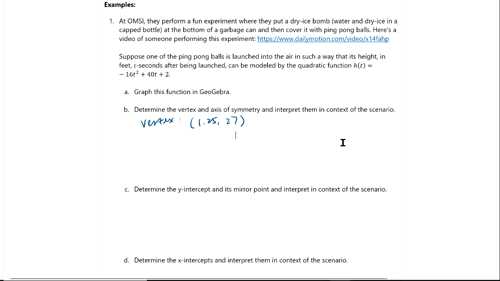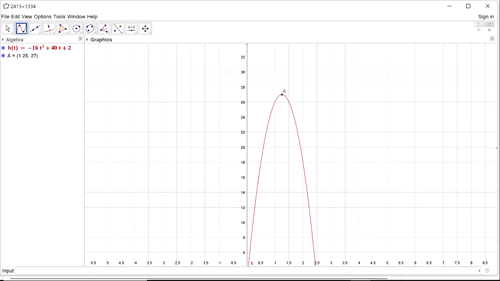Then we also want to find the axis of symmetry. We know the axis of symmetry is a vertical line going through the vertex. So if we look at the vertex, we should be able to get the axis of symmetry from this information. If it's a vertical line, it's going to have an equation in the form x equals some value. We already know the x coordinate of the vertex is 1.25, so we can say x equals 1.25.